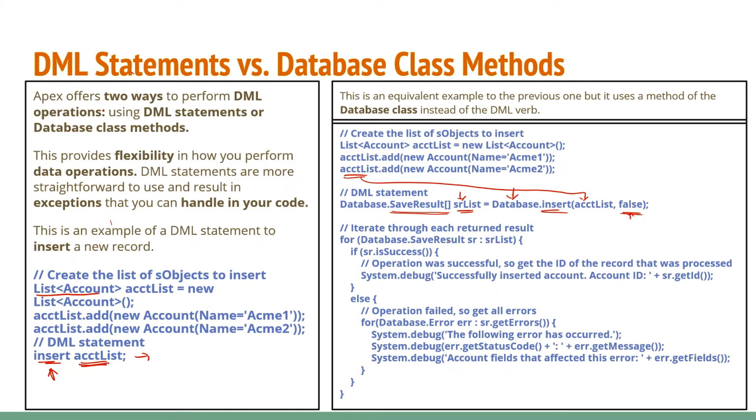So for Database.SaveResult sr, because this is a list now, so the sr list, if sr.isSuccess. So in this particular class we have isSuccess. If isSuccess is true, it means that the records are successfully inserted in the database. If isSuccess is not true, then the records are not inserted in the database. Operation was successful, so get the ID of the record that was processed. Okay, so System.debug successfully inserted account. So sr.getId. It will return the account IDs which are inserted.